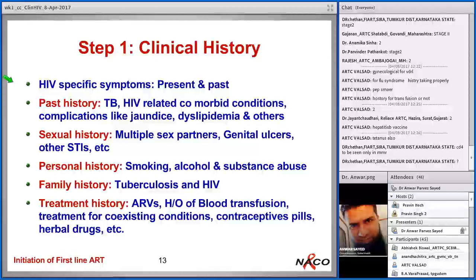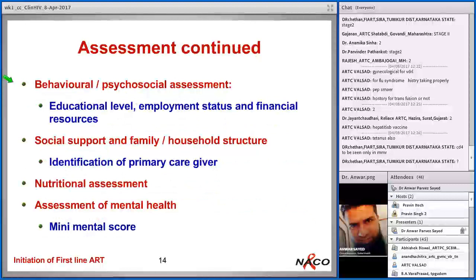In the history, there are specific things which you can ask about. That is TB, HIV-related comorbid conditions like jaundice, dyslipidemias and others. Sexual history becomes important in HIV, like history of multiple sex partners, genital ulcers, other STIs. Then personal history like smoking, alcohol, substance abuse and other things can be asked. Family history of TB and HIV can be asked in the family.